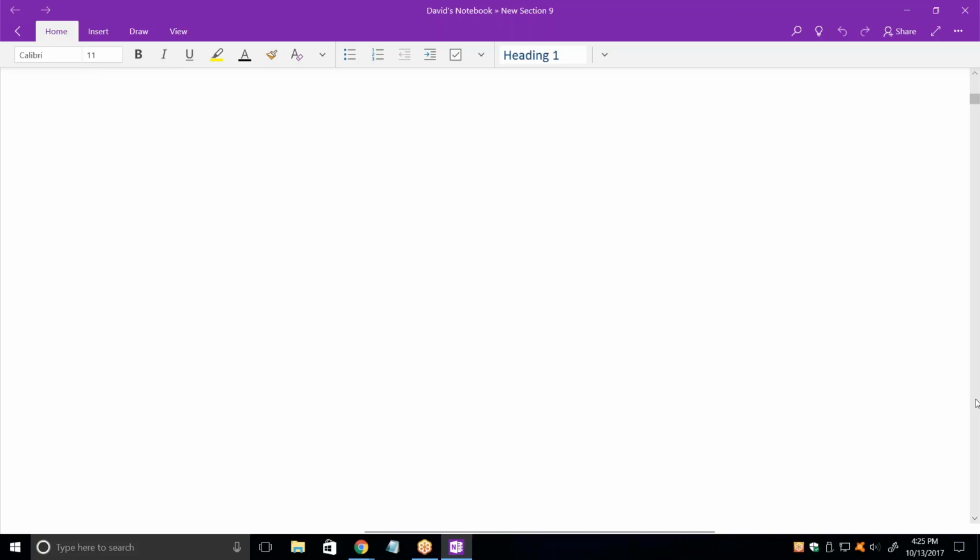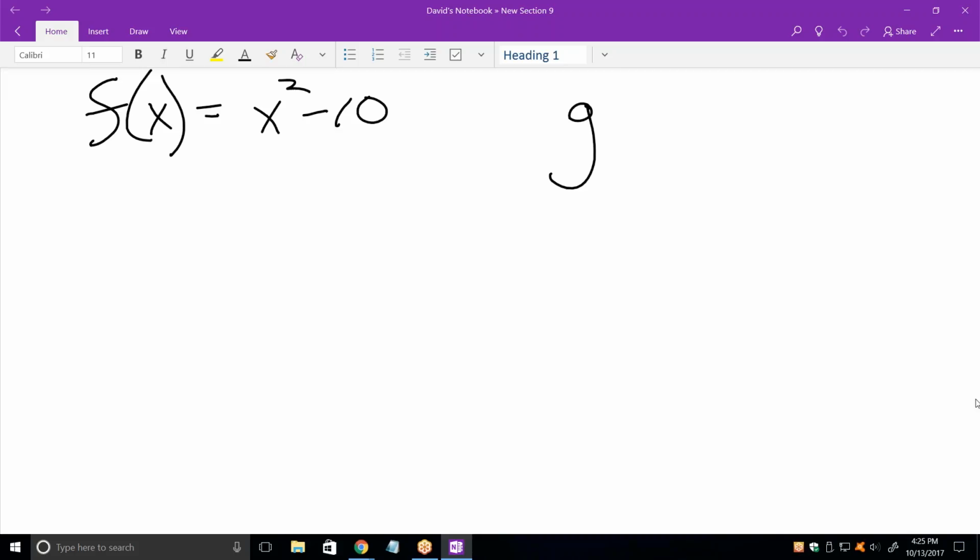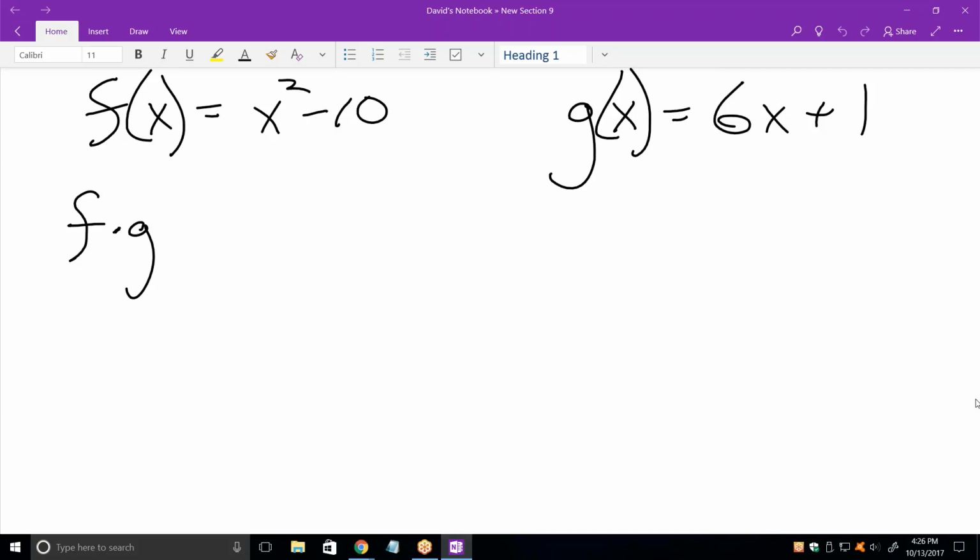So what we have now is f of x equals x squared minus 10, and g of x equals 6x plus 1. And it says find fg of negative 1/6 if it exists. It's just parentheses fg, but they're meaning multiplication. Of what number? Negative 1/6.